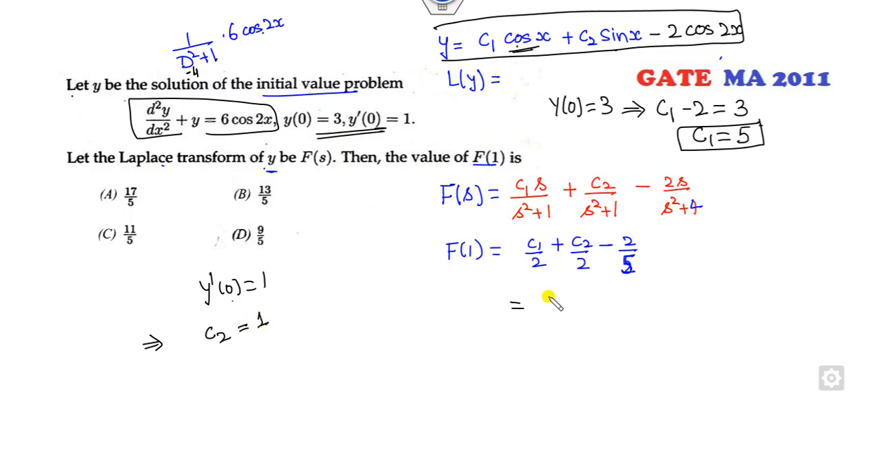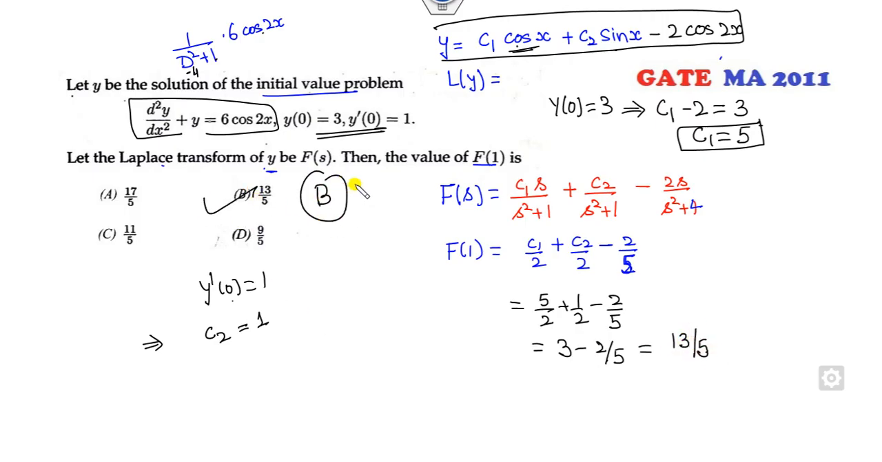So if I substitute here, 5 over 2, 1 over 2 minus 2 over 5. So 3 minus 2 over 5. 15 minus 2, 13 over 5 is my right answer of the problem. You can see how many seconds you need to solve this. What I wrote, 1, 2, 3, 4, 5, maximum 5 lines.